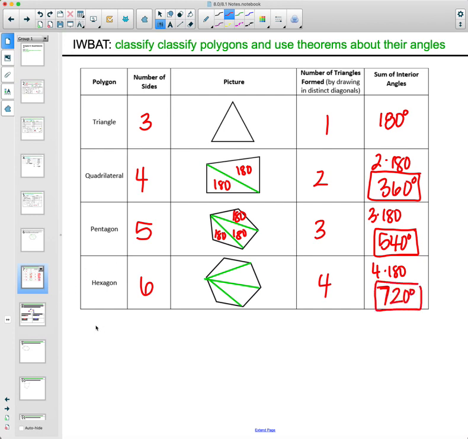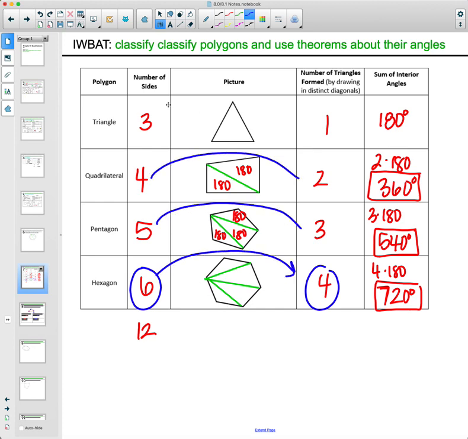Now you can imagine if I was going to put a dodecagon here with 12 sides, I don't want to have to draw this and do all of this. But can you see a connection between the number of sides and the number of diagonals? Okay, 6 to 4, 5 to 3, 4 to 2, 3 to 1. That's down 2 each time. Okay, so if it's 12, then this is going to be 10.